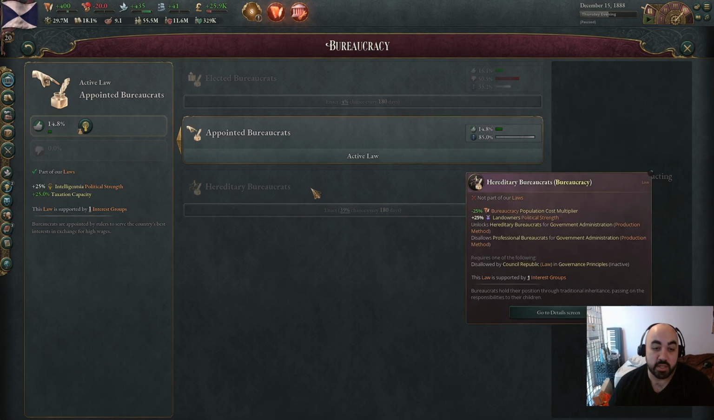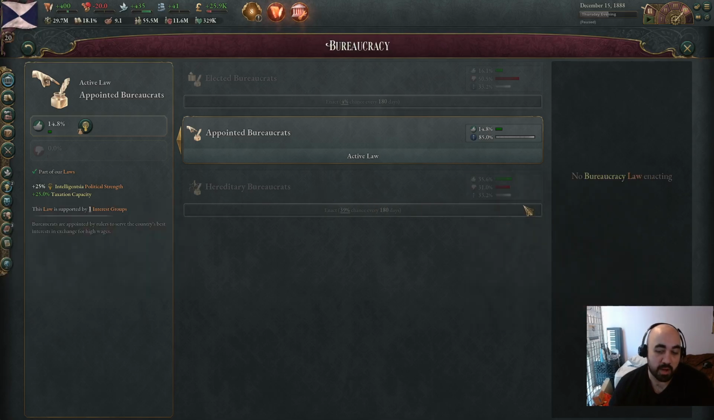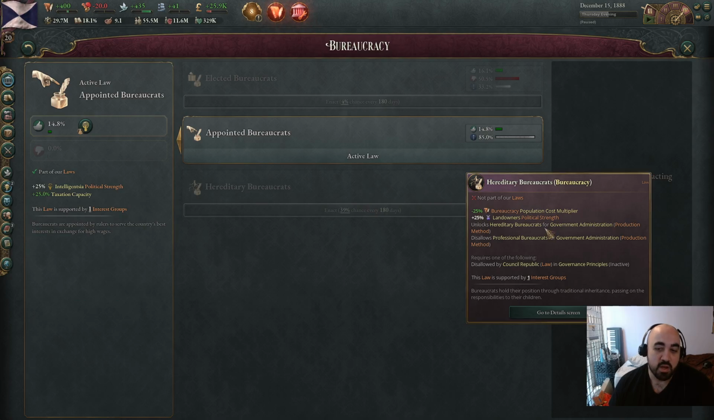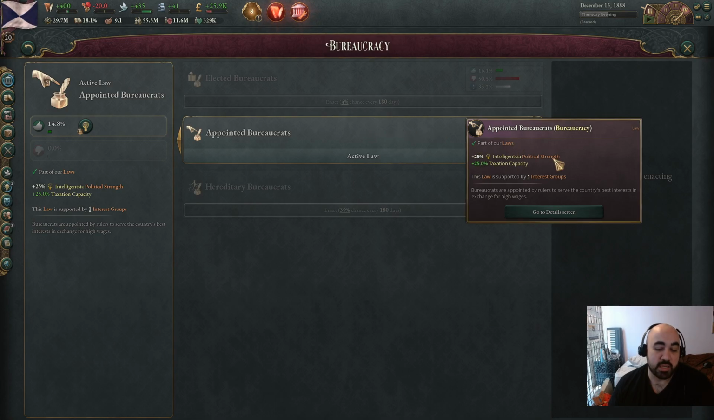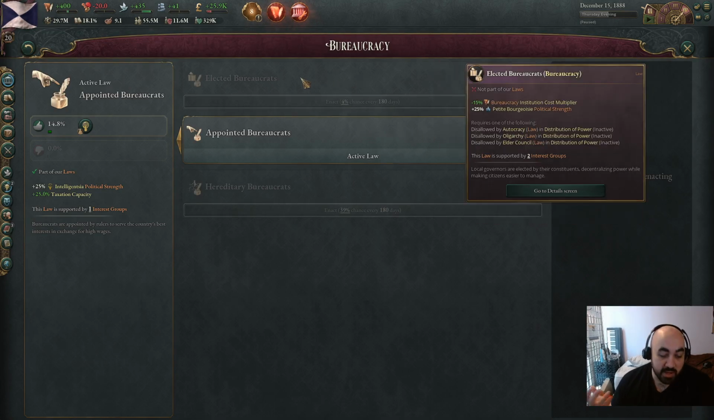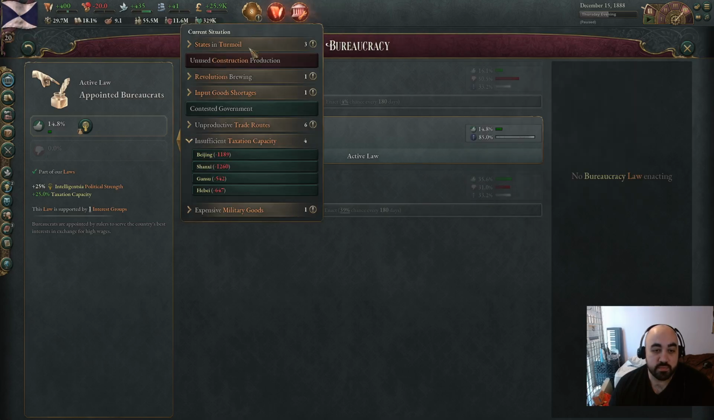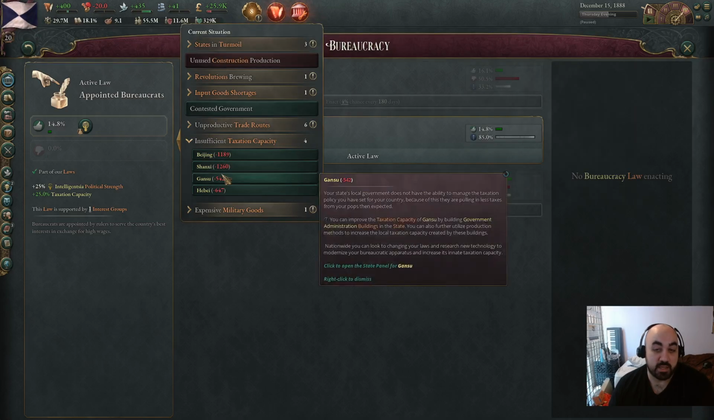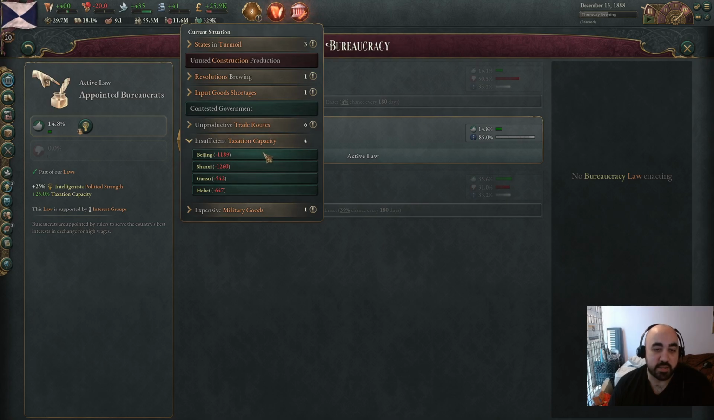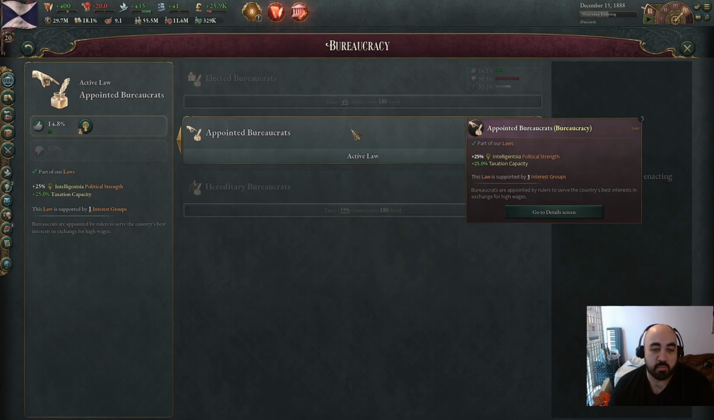If you want to run 0 institutions in a really high pop, high peasant country, hereditary bureaucrats can be better, but you are paying the landowner negative penalty as well. Or this is generally perceived as negative because you don't want landowners to have political strength, and juicing the intelligentsia is decent. Late game, or relatively late game, the best law for bureaucracy is going to be elected bureaucrats, and the reason being is the minus 15% cost on institutions. If we take a look over here though, we currently have insufficient taxation capacity in a bunch of places. As long as you have a ton of insufficient taxation capacity, you're probably better off appointing bureaucrats.